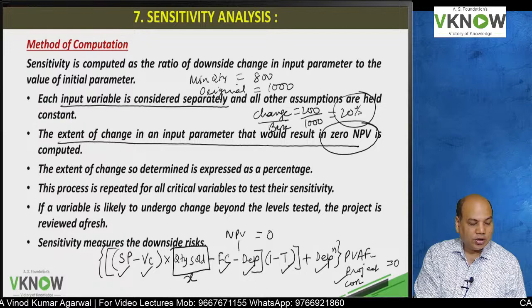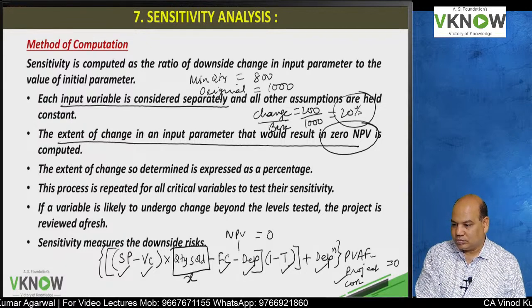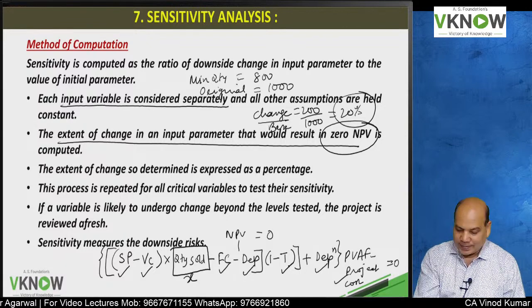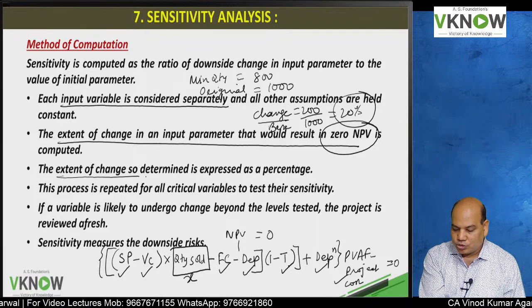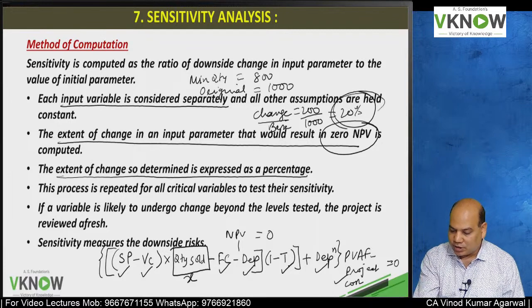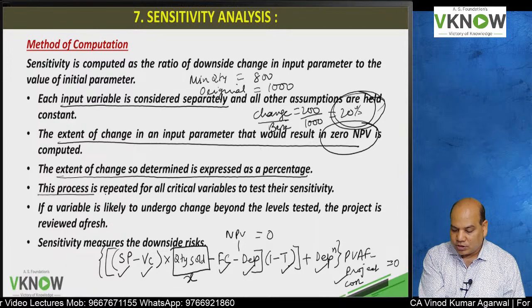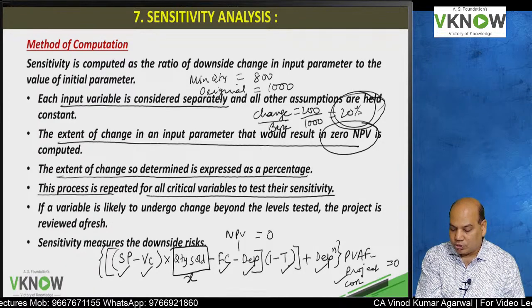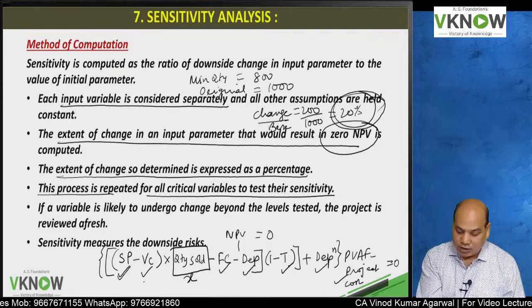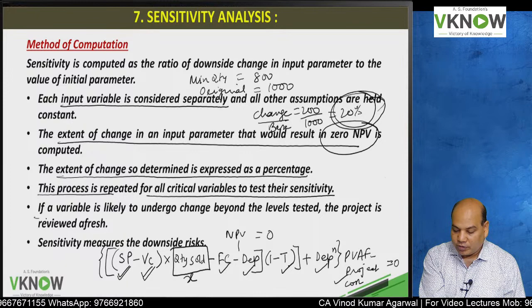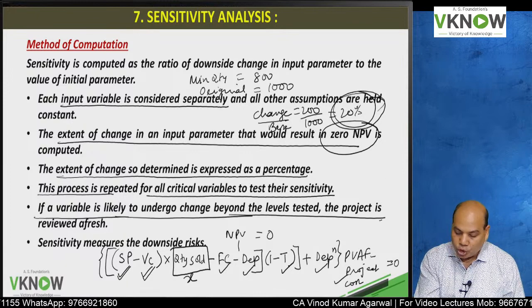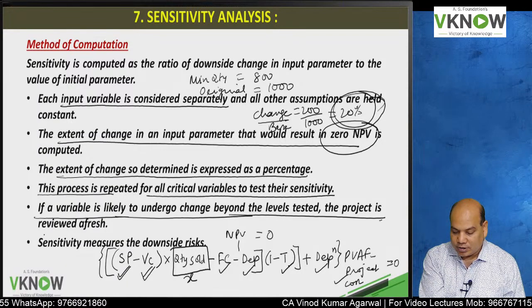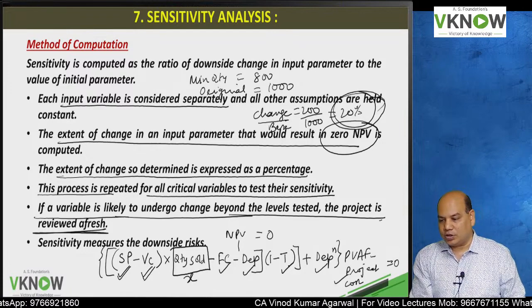20% is my sensitivity. Next point: the extent of change so determined is expressed as a percentage. The process is repeated for all critical variables. So if I want to test selling price, I can do that. If I want to test variable cost, I can do that. If a variable is likely to undergo change beyond the levels tested, the project is reviewed afresh.